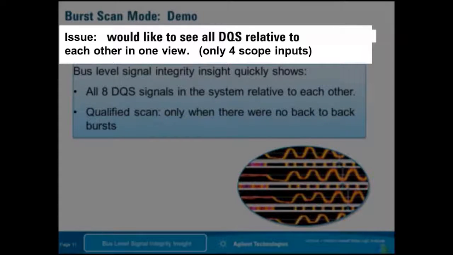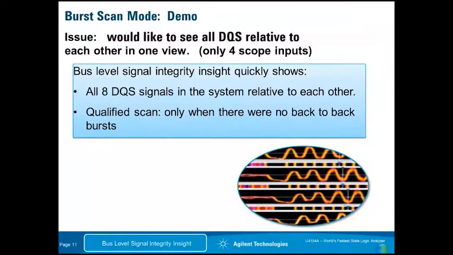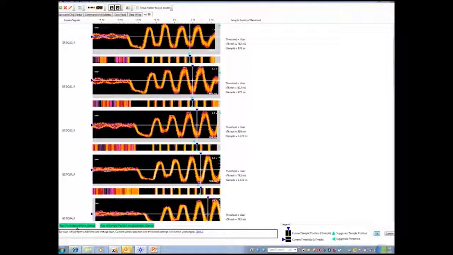Unfortunately, scopes have 4 inputs. So here we're going to use bus-level signal integrity insight to show all 8 strobes in the system, qualified where there were no back-to-back bursts and they were only read bursts. All 8 strobes are shown in one view, and we can scroll through the strobes. On the left, we see the tri-state, then a dip where the strobe goes into its preamble, and then each edge of the strobe is going to clock data in our system. Typically, the bursts are bursts of 8, so we see 8 edges of the strobe.